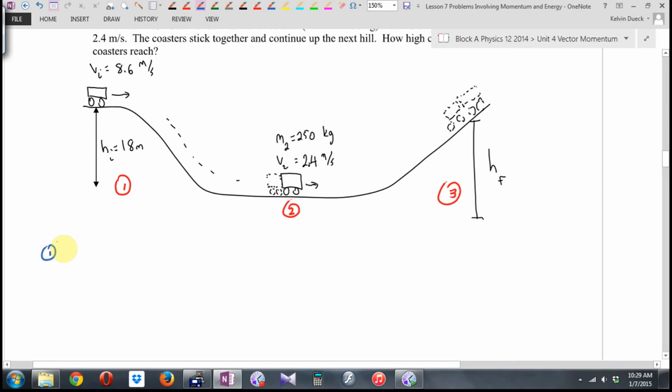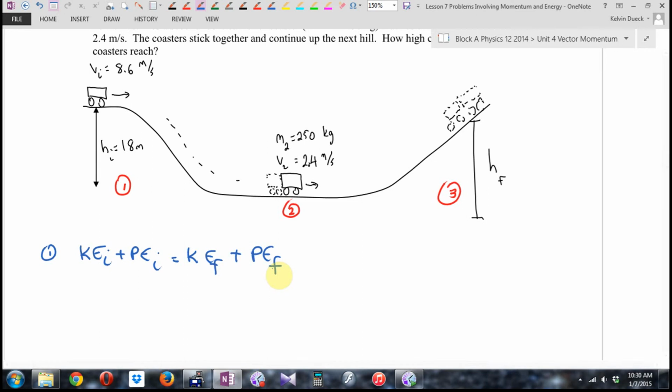Situation 1. Curvy path, change in height, change in speed. Does this question mention heat? No? Okay. Are any of these 0? I'm ending up on the ground. A common mistake kids make is they do that. No. Is it starting at rest? No, so I can't say that.